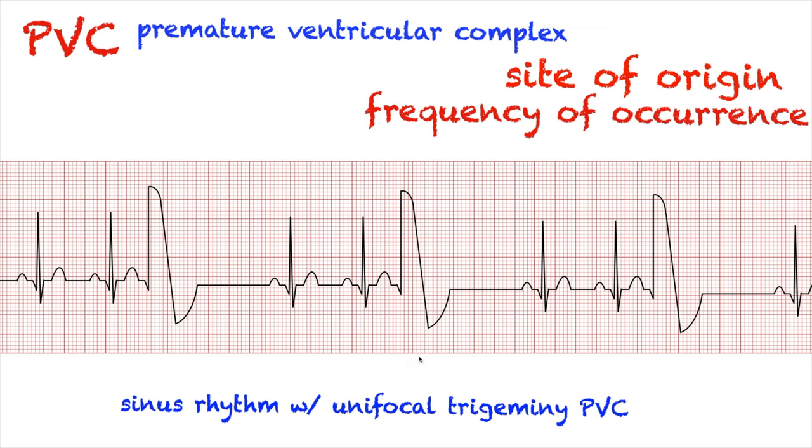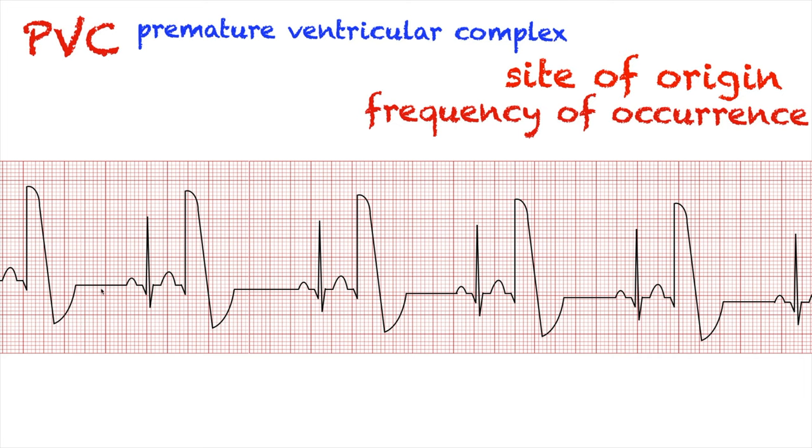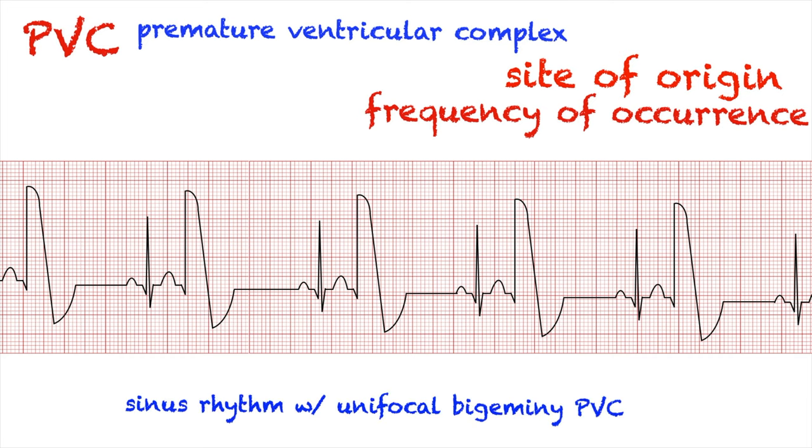Let's go to another example. Now let's look for the compensatory pauses. There they are. Let's look at the QRS complexes. Wide and bizarre. The same shape, the same size. So they are unifocal PVCs. Let's count. 1, 2. 1, 2. So it's every other beat. This means that this is sinus rhythm with unifocal bigeminy PVCs. Unifocal, the same size. Bigeminy, it's every other beat.